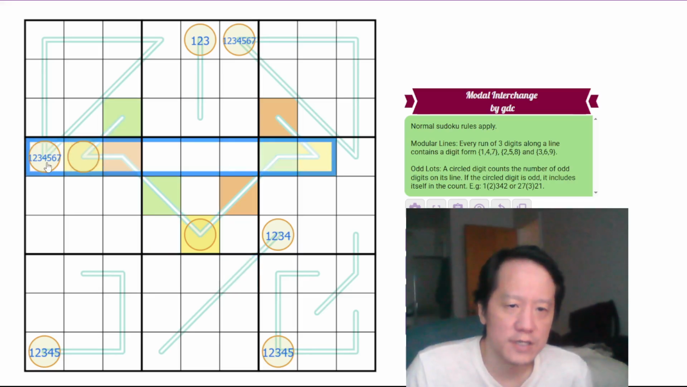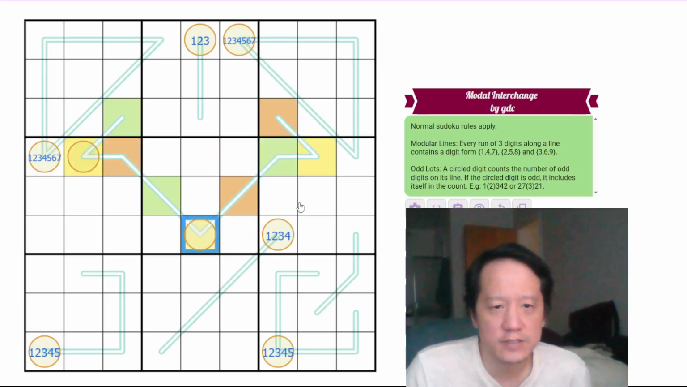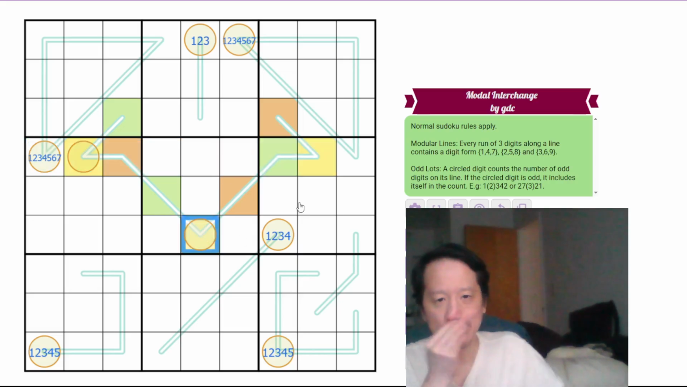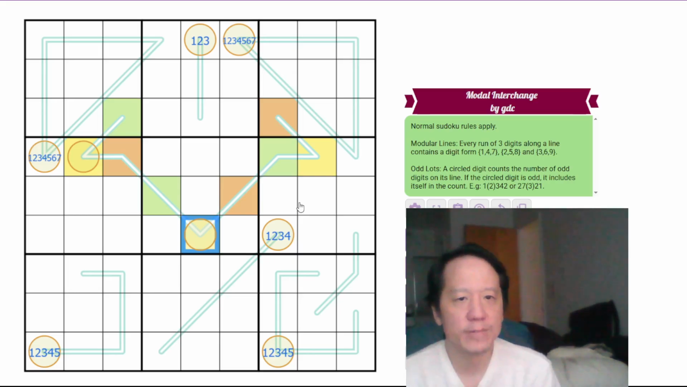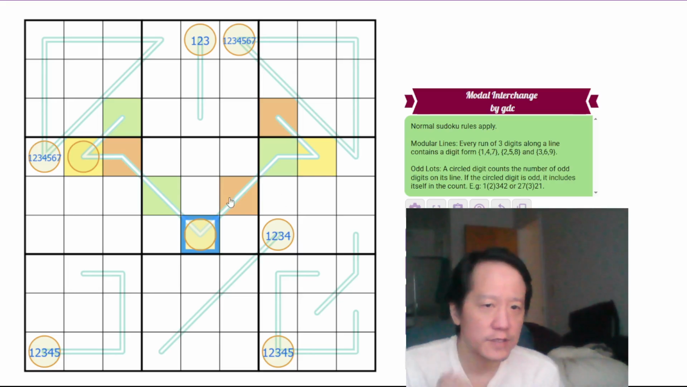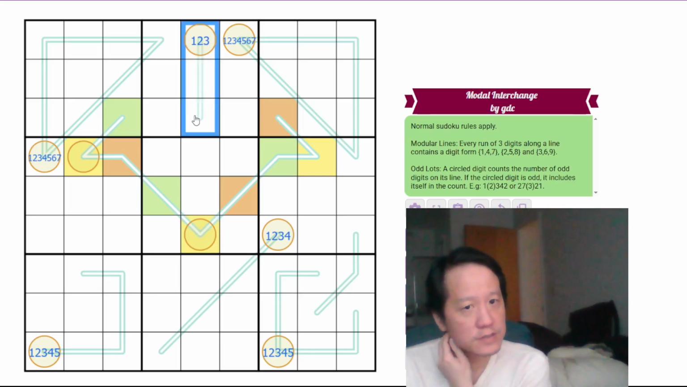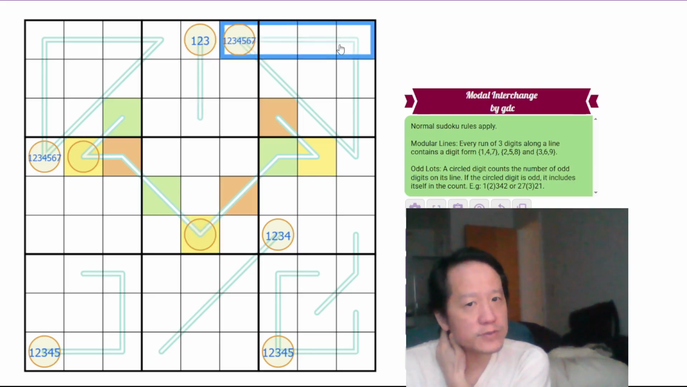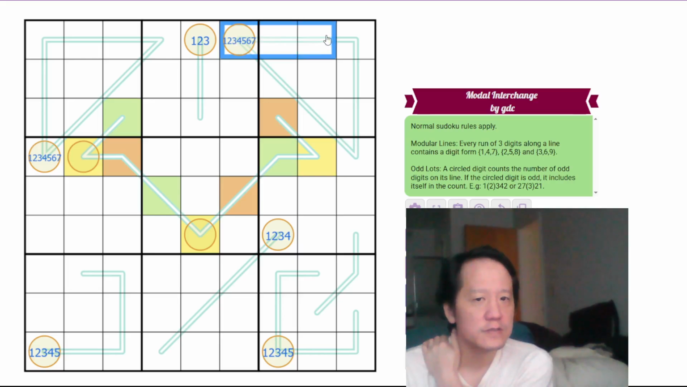What does that tell us? I'm not really sure, but it tells us something. Modulo lines. These 3 have to be different sets. These 3 have to be different sets. Let's see. These 3 are different sets also.